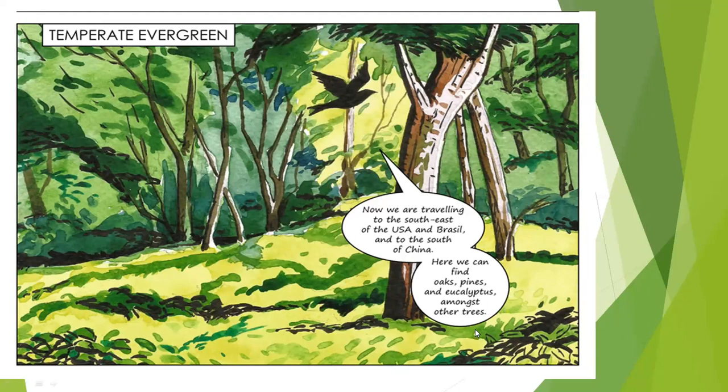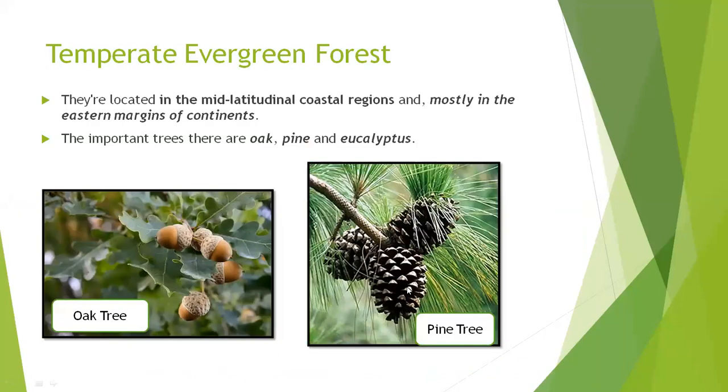Here we can find oaks, pines, and eucalyptus among other trees. Normally we find these types of forest in the southeast of the USA, Brazil, and south of China. We can find oak trees here, pine trees here, eucalyptus trees here. All these trees are medicinal trees. The medicines made from these trees are very good for our body.